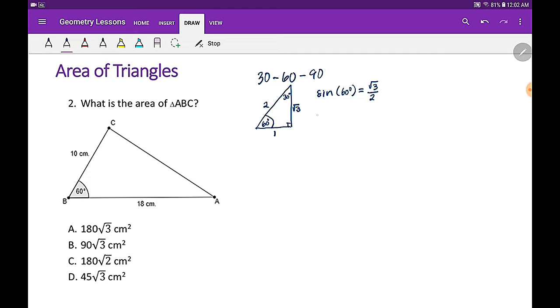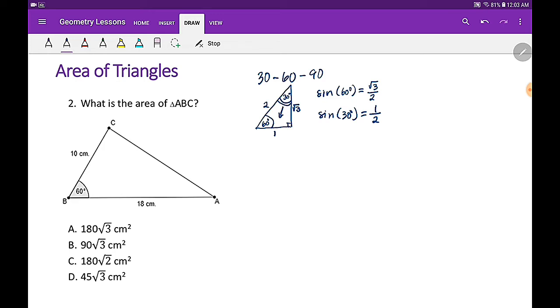In the same way, sine 30 degrees: the opposite is 1, so it's 1 over the hypotenuse, which is 2. It's good to remember that sine 30 degrees is 1/2 or 0.5. You can check that in your calculator, if you don't believe me. Okay, so now let's go back to this problem.